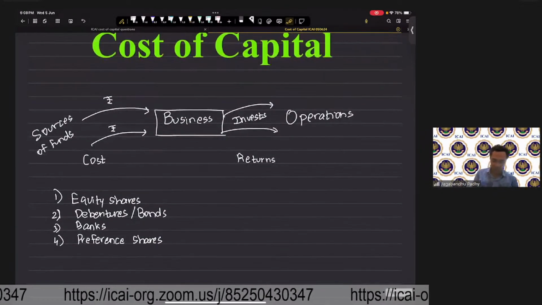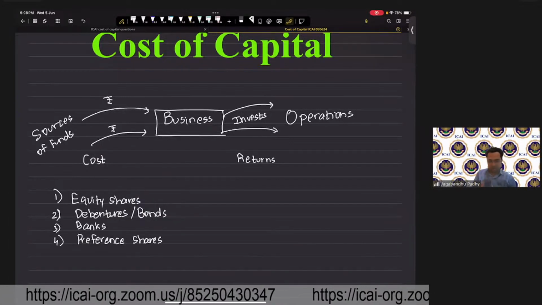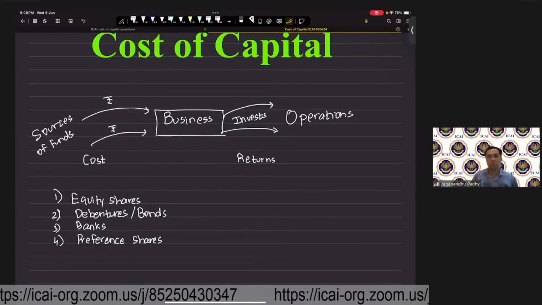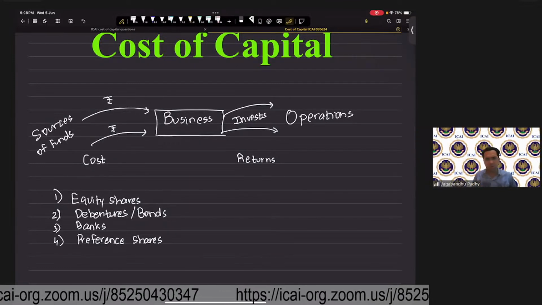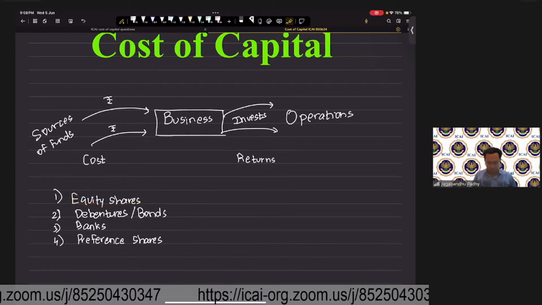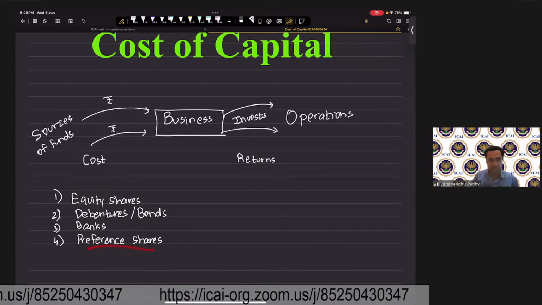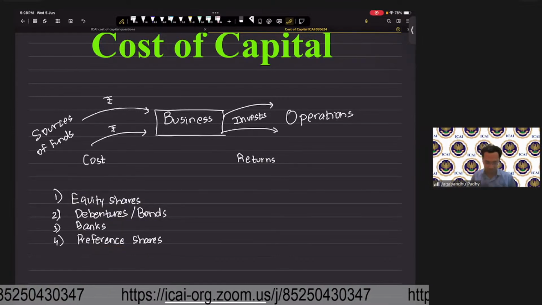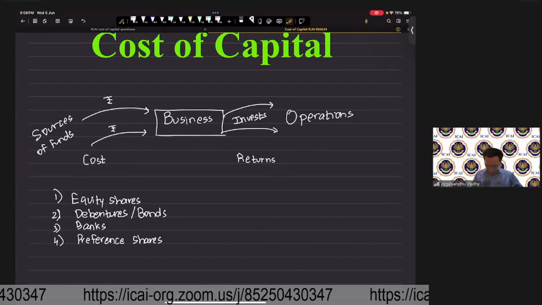Our objective in this chapter of today's discussion is to understand the cost of capital. How do we compute the cost of the various sources of funds that we are raising? We are going to see how to get the cost of the equity shares, the cost of debentures, the cost of preference shares, and the cost of retained earnings or reserves that we have. So that's our agenda. We are going to understand the cost.